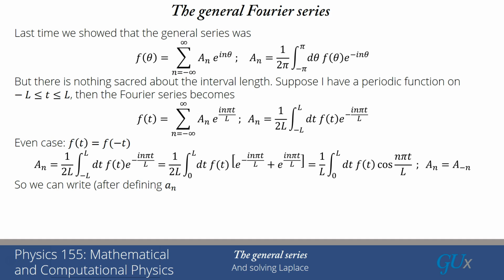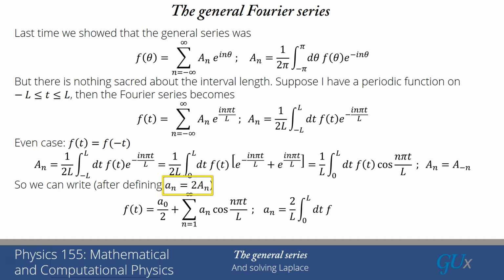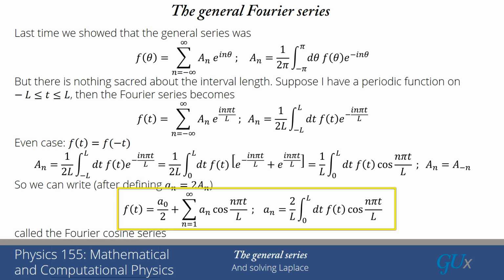And to summarize what f(t) becomes, we're going to slightly change our definitions. We're going to look at little a_n, which is equal to 2 big A_n. And then what we can find is f(t) is equal to a_0 over 2 plus the sum n equals 1 to infinity little a_n cosine nπt/L, where little a_n is 2 over L, integral from 0 to L dt f(t) cosine nπt/L, under the understanding that f(t) is an even function. And this result is called the Fourier cosine series.